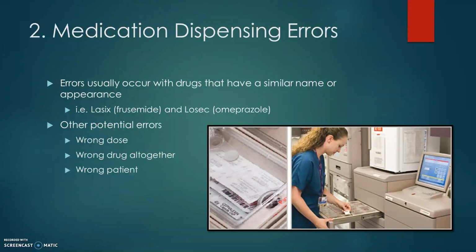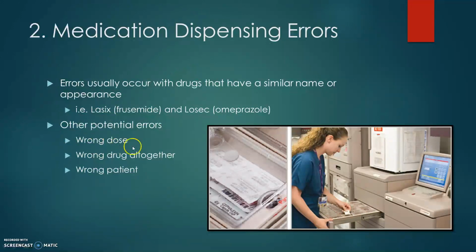Now on to dispensing errors. They usually occur with drugs that have a similar name or appearance, i.e. Lasix and Losec. They're completely different, but they both start with L. Maybe if you're in a hurry, they both sound sort of the same when you're pulling out of the Pyxis. Other potential errors are the wrong dose, wrong drug altogether, or wrong patient.